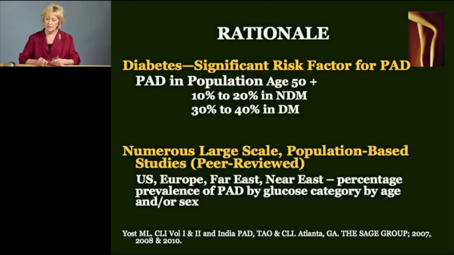The rationale for the diabetes method: diabetes is a significant risk factor for PAD, and if you look at the population 50 and older, in those who do not have diabetes, 10 to 20% have PAD. However, those who have diabetes, 30 to 40% have PAD. In addition, there are numerous large-scale population-based studies published in peer-reviewed journals that have looked at PAD by glucose status and age and sex in the U.S., in populations in Europe, the Near East, Far East, in many different types of populations. So there's a tremendous amount of data here.